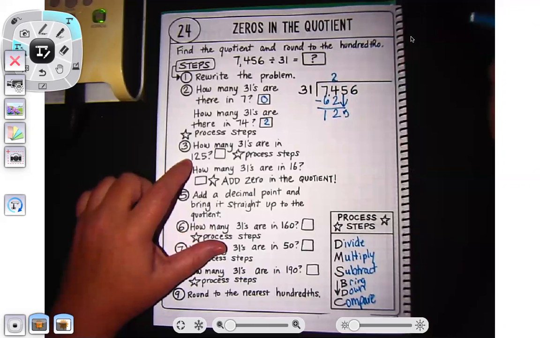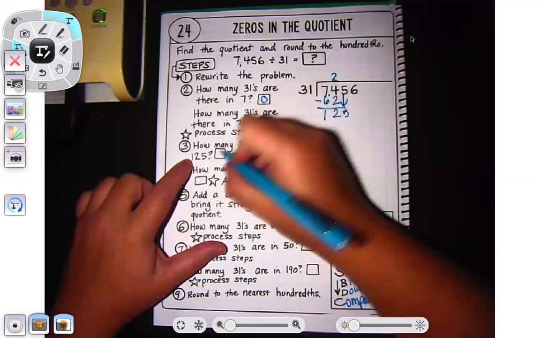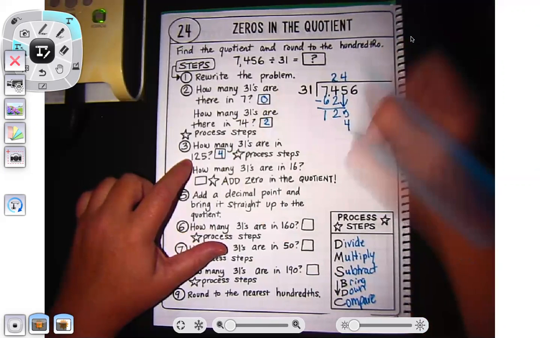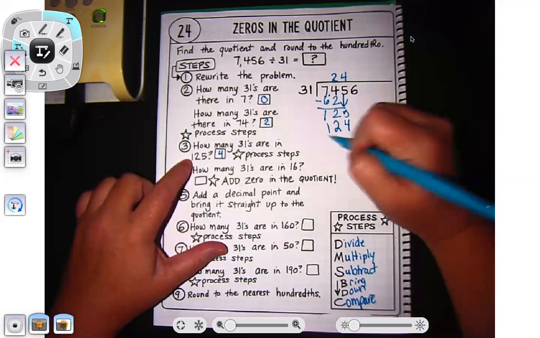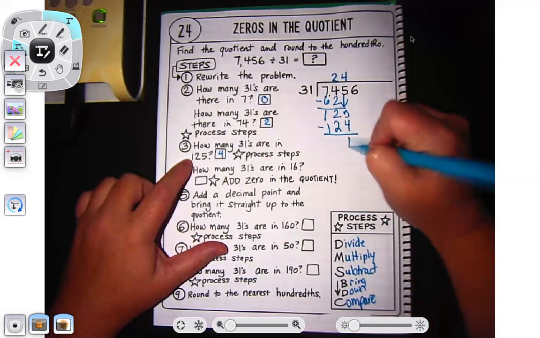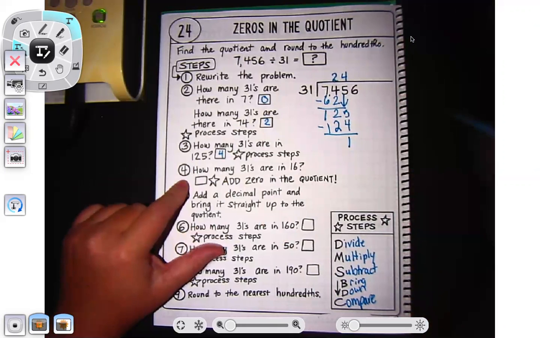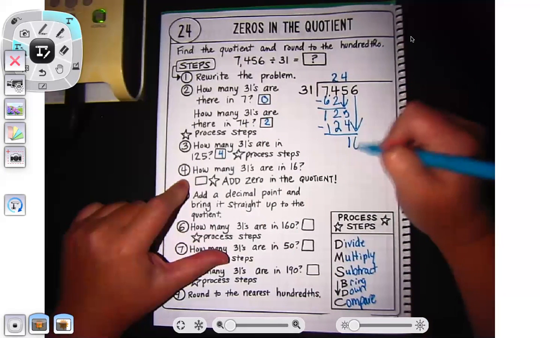Now, how many 31s can go into 125? Well, it can go 4 times. 4 times 1 is 4. 4 times 3 is 12. We're going to subtract. We have 1 left over, and we have to bring down.